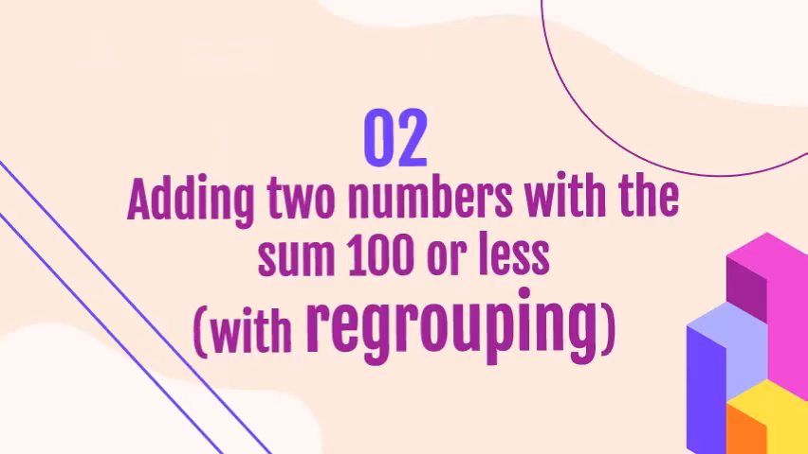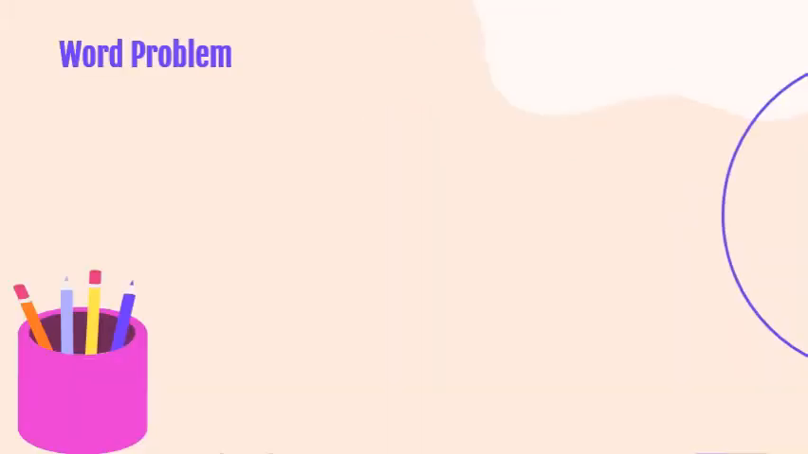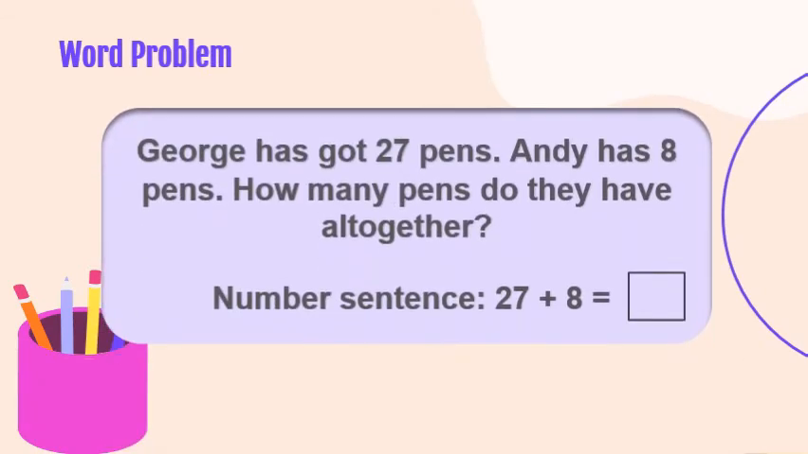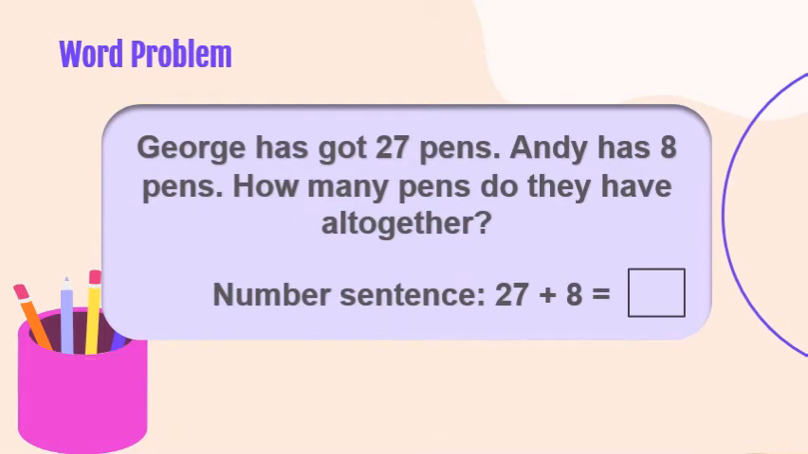Lesson number 2. Adding two numbers with a sum of 100 or less with regrouping. Word problem. George has 27 pens and Andy has 8 pens. How many pens do they have altogether? Number sentence, 27 plus 8 equals blank.